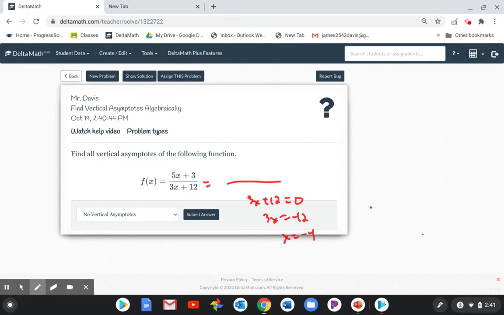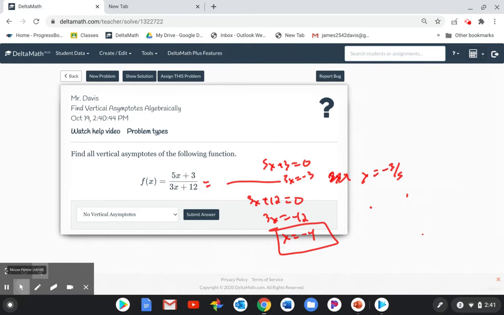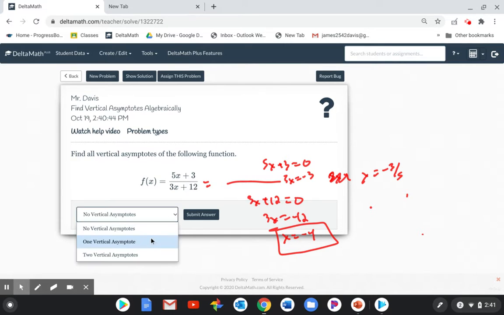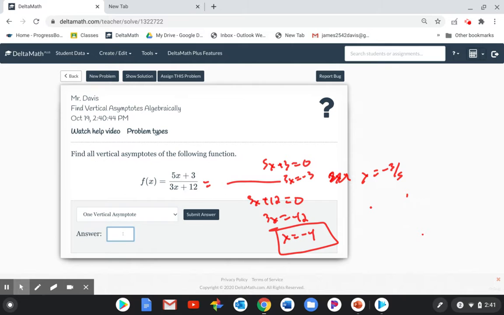And then we need to just double check that that's not also a 0 of the numerator. So when we solve the numerator, 5x is negative 3. So clearly that is not the same value. So this one is good. Again, the top is just a check that makes sure they don't equal the same thing, which would then cancel it out. All right, so that's all we have to type in for this one. Start off with an easy one. There's one vertical asymptote at x equals negative 4.